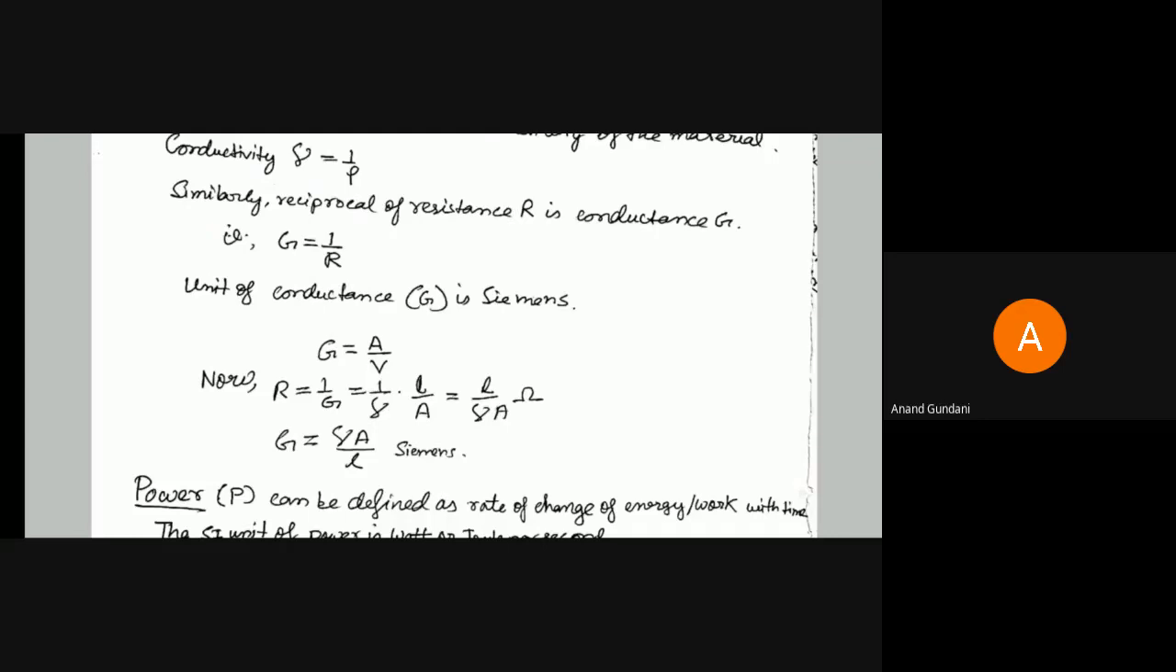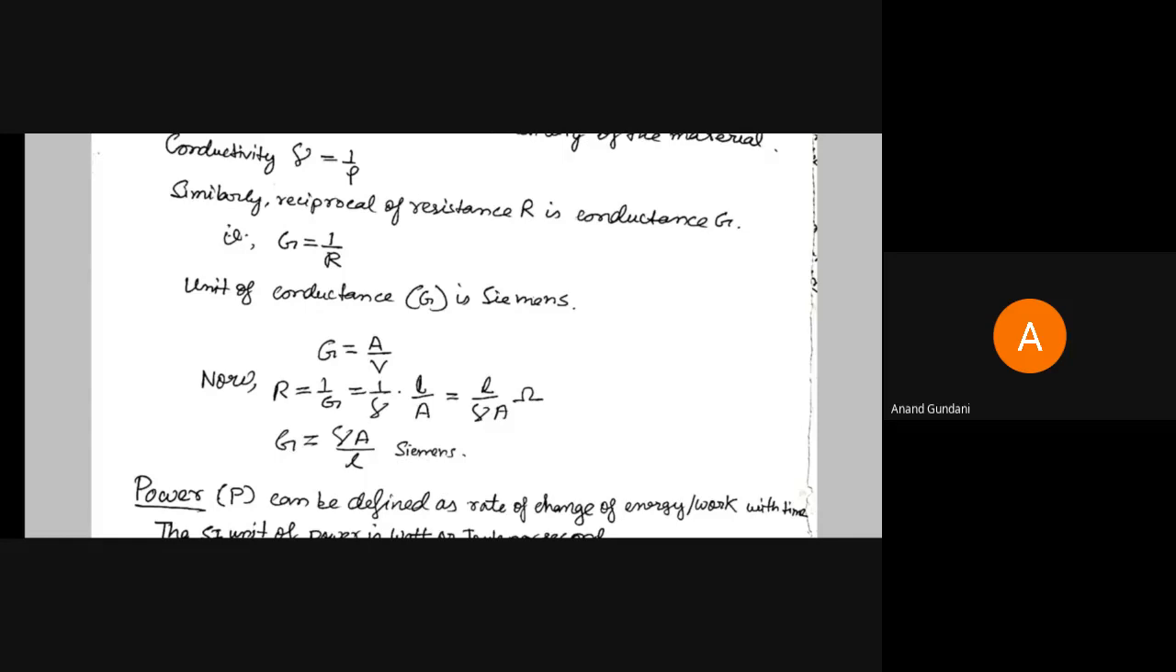Is it not, students? Yes, ma'am. R is equal to V by I. Here, just the I is represented as A. Don't consider the A as something different. A is I only. Because ampere is given, that is why it is shown here as A. So if it is the inverse, then G is equal to A by V. That is I by V actually.